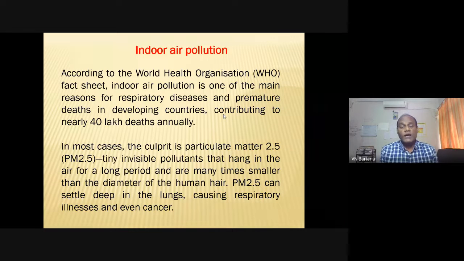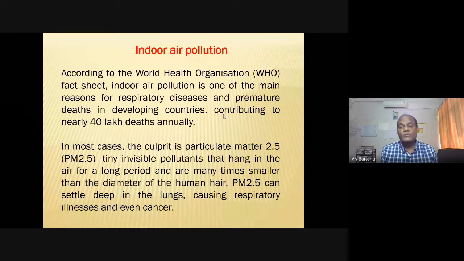And these particles are present in indoor air in a good quantity if we are burning fuel inside the home. If we are using even LPG gas, that is also contributing to PM 2.5, although its percentage is very low. But in case of combustion of coal, wood, or biomass, the indoor air contains a high quantity of PM 2.5.